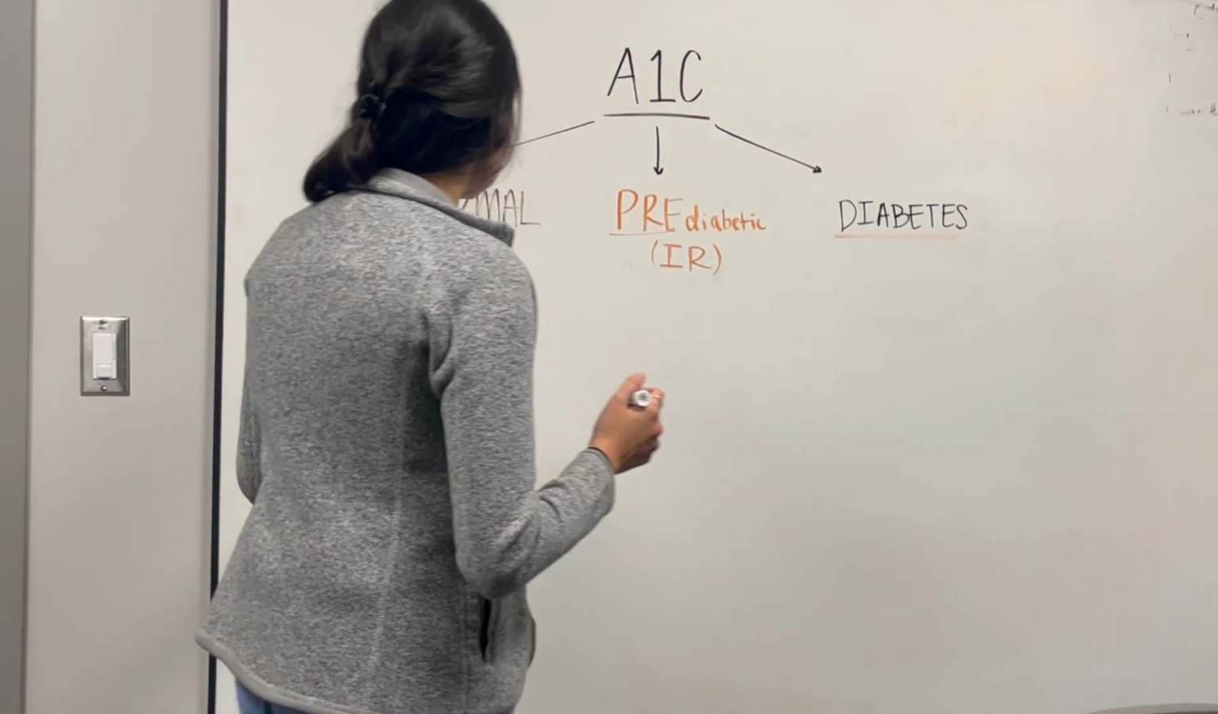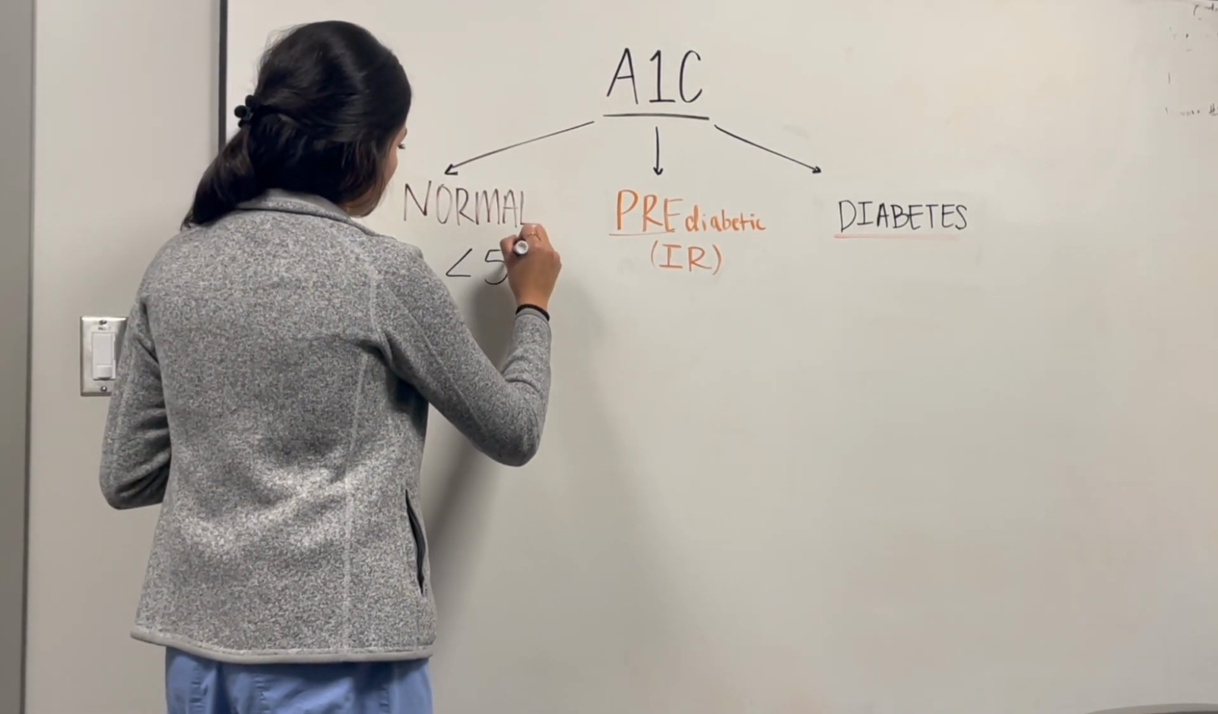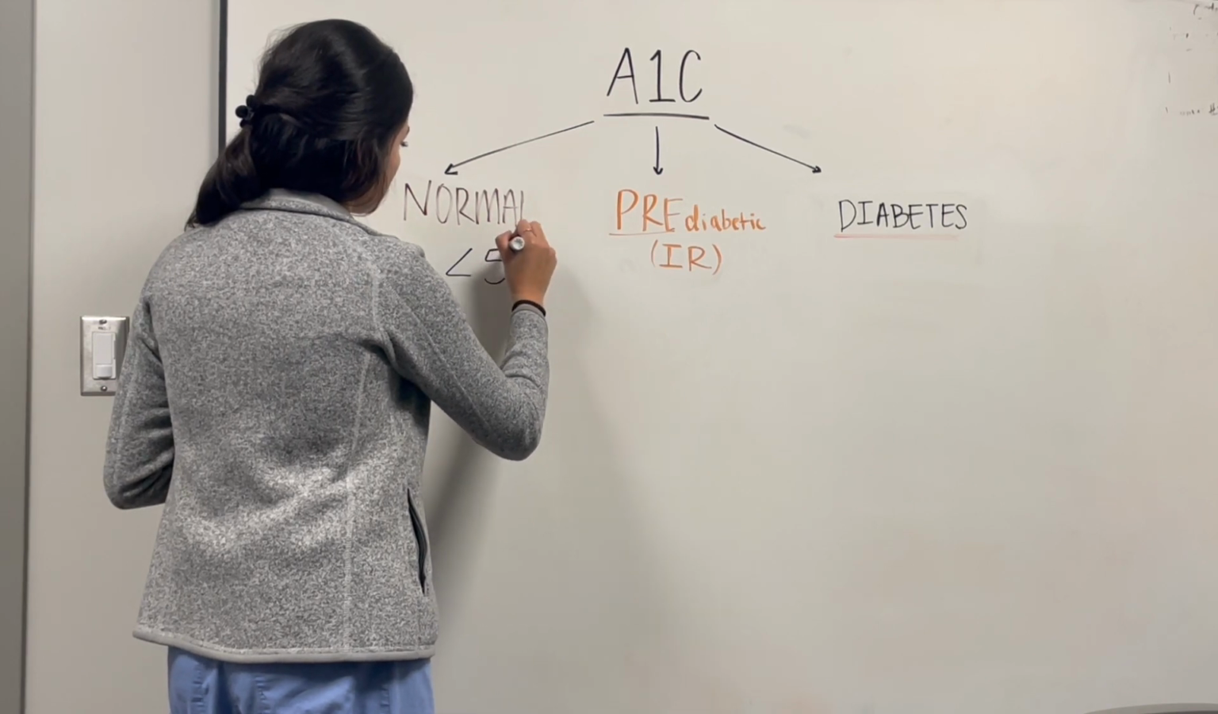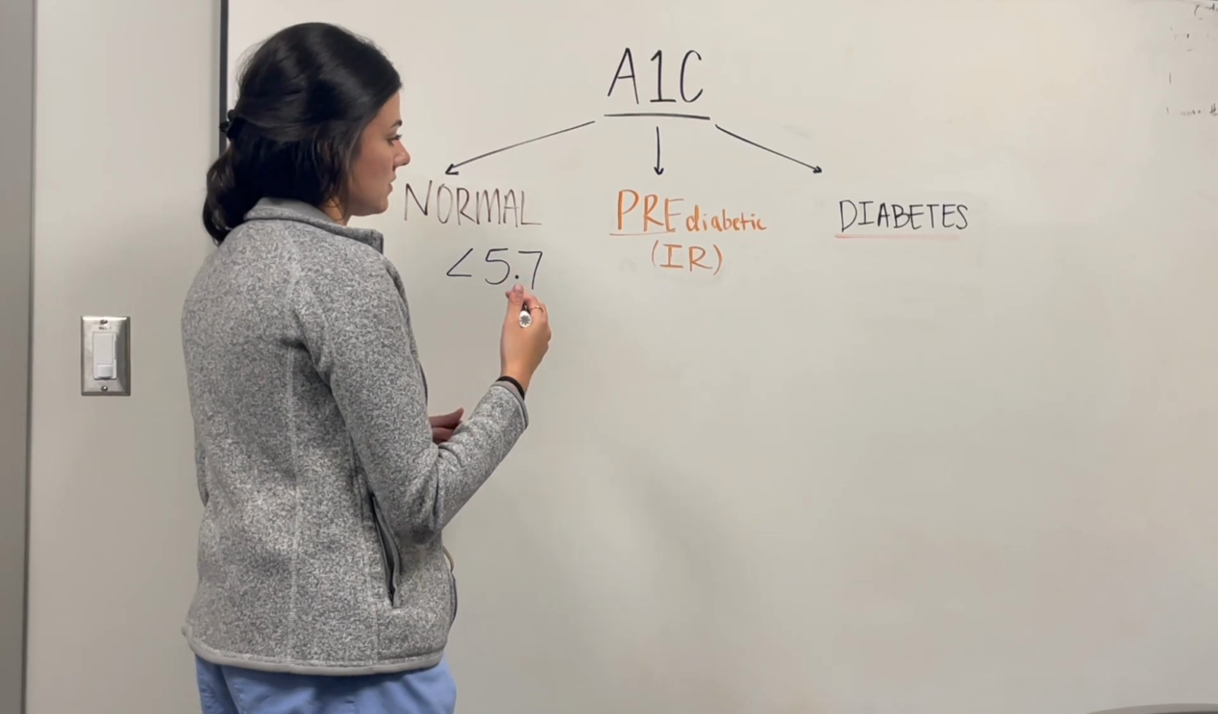Let's first talk about what's a normal A1C. A normal A1C is an A1C less than 5.7. So that's normal. And the next category is when you start to get insulin resistance.